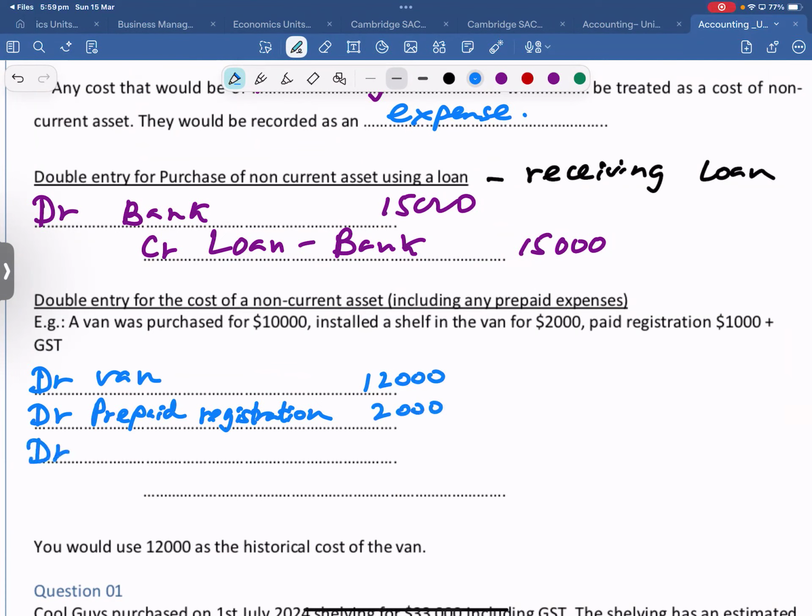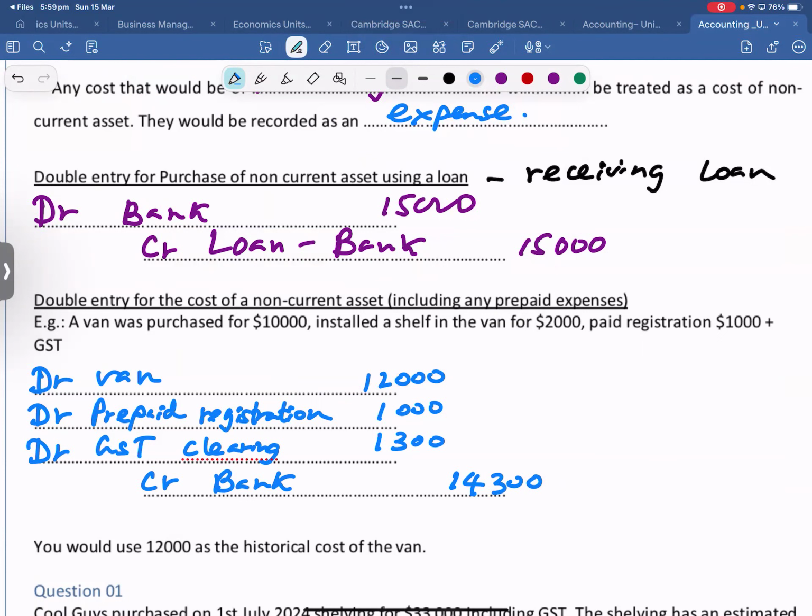Then you debit where? How much? Oh, sorry, 1,000, yes. So GST clearing 1,300. And you credit the bank. How much? Okay, guys.